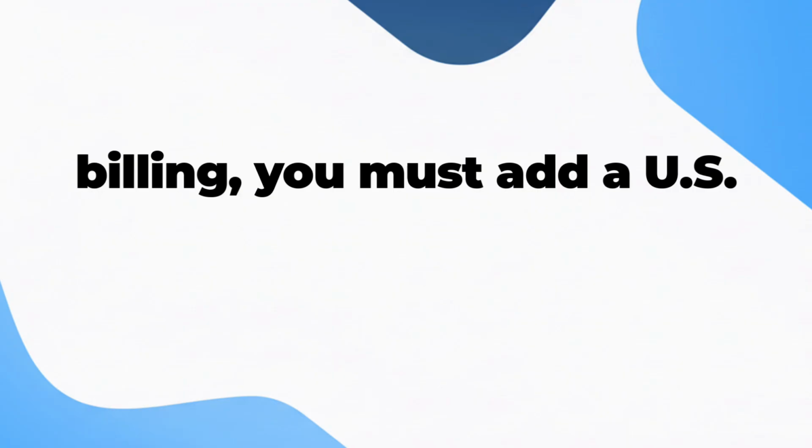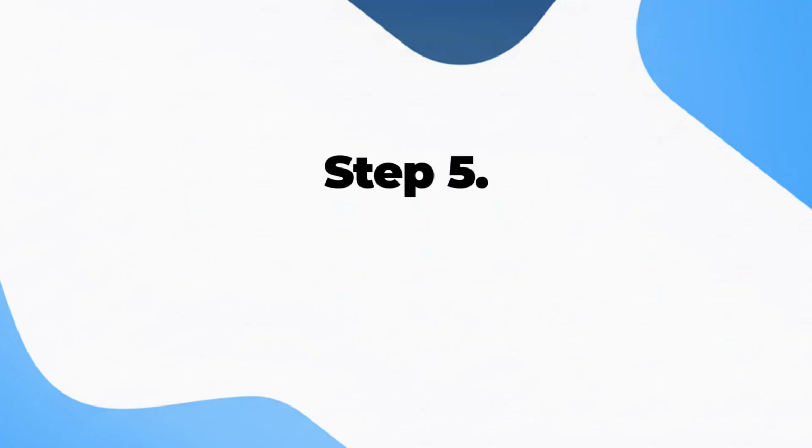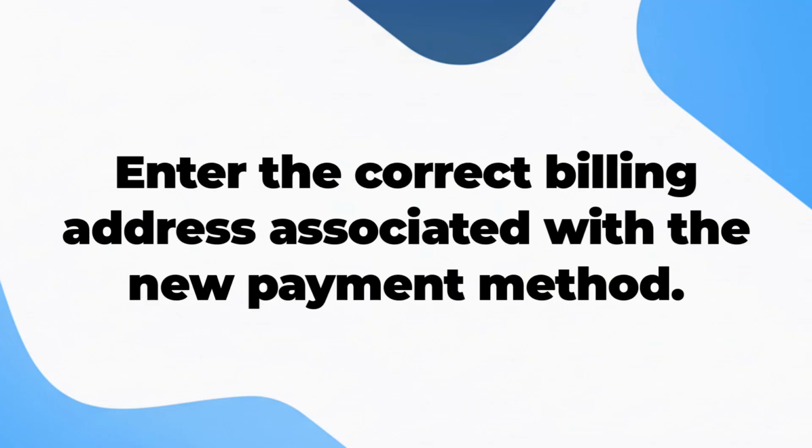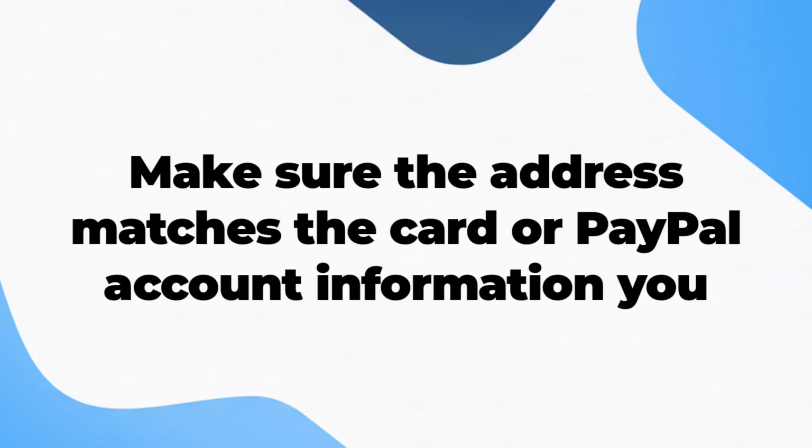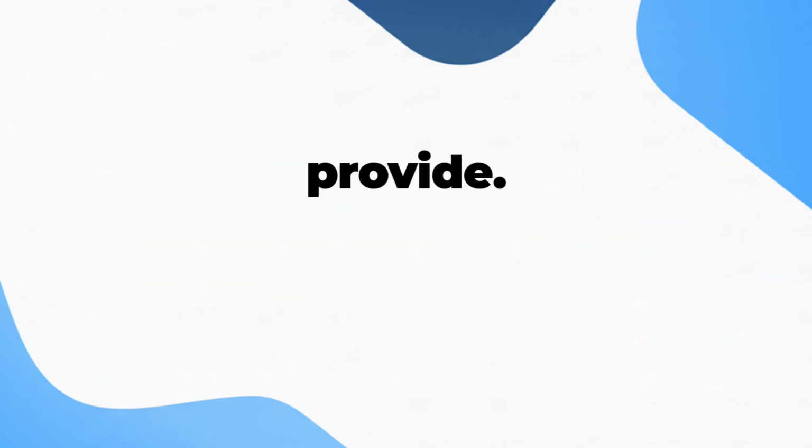For U.S. billing, you must add a U.S.-based credit card, debit card, or PayPal account. Step 5. Enter the correct billing address associated with the new payment method. Make sure the address matches the card or PayPal account information you provide.